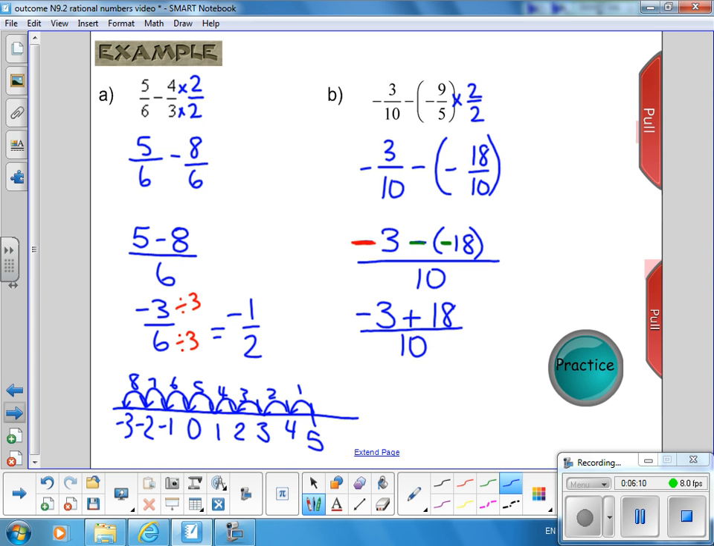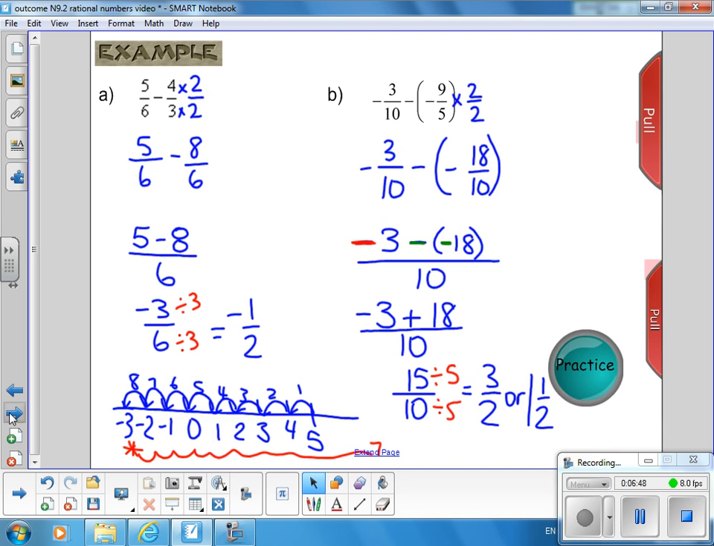all over 10. So now if you had a number line in front of you, you would be starting at negative 3, and you're going to go 18 to the right. You would end up at 15, so we have 15 over 10. You can leave it like that. Maybe you recognize that they can both be divided by 5, so we end up with 3 halves. Or you can change it to a mixed fraction, 1 and 1/2.